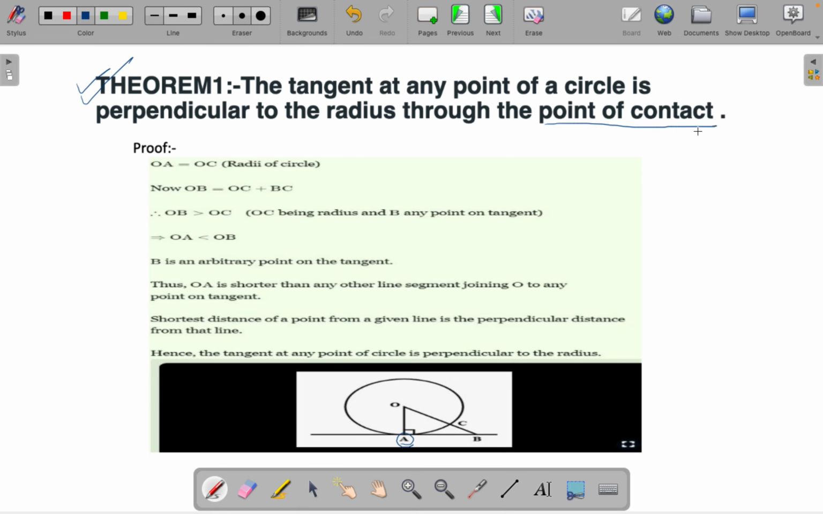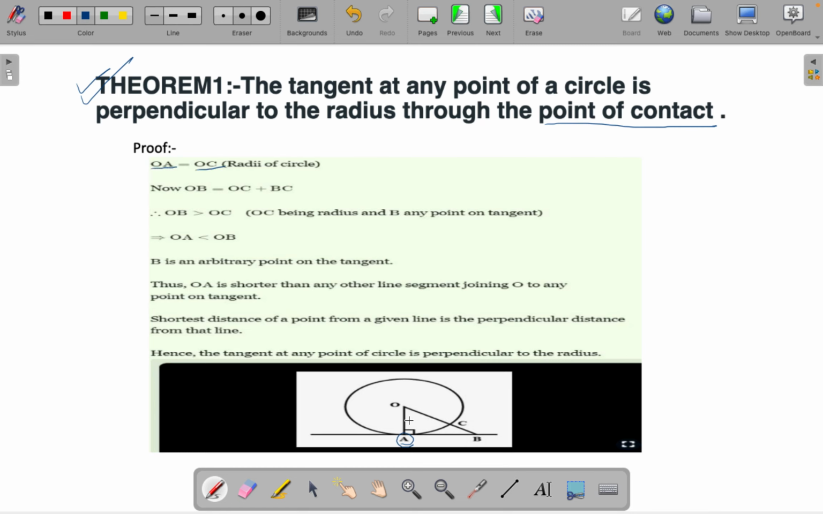Again, the name itself suggests it: point of contact means where the circle and tangent meet. That is the point of contact. So we have to prove that this OA is perpendicular. The tangent is perpendicular to the radius at the point of contact. So let's see how we'll prove that.